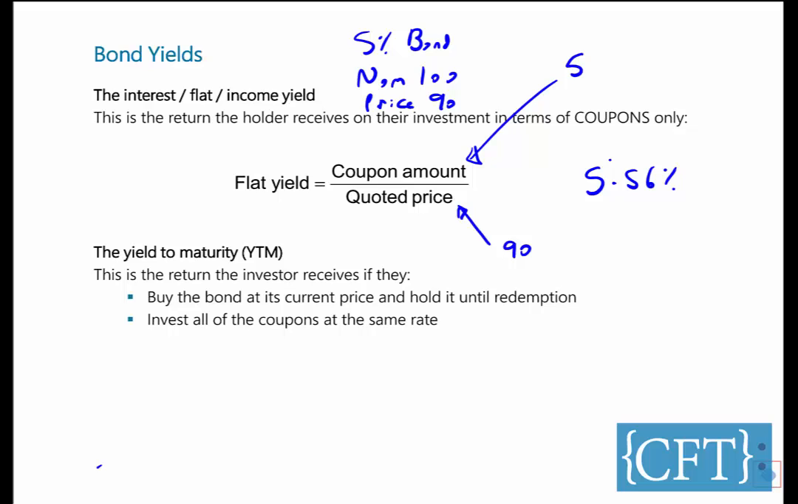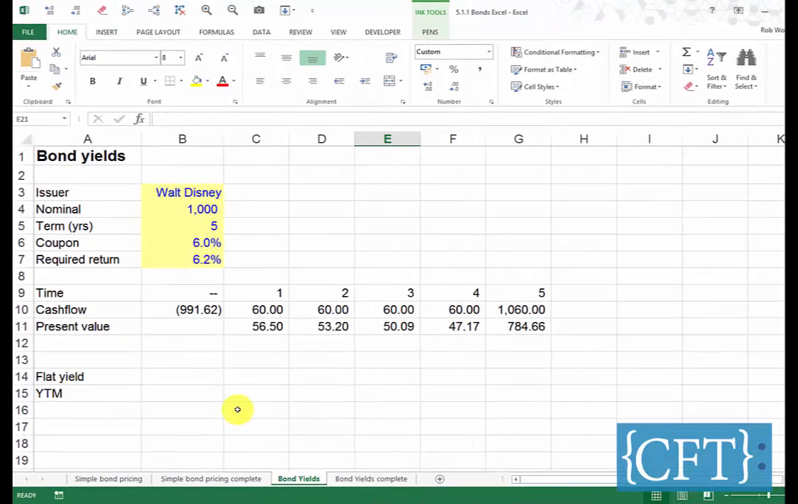Now the important thing about yield to maturity is to realize that it is an average return, and there are some limitations on the yield to maturity, or gross redemption yield as it's also called, which again more detail in the manual. But the best way to understand this is to actually go back to our fictitious Walt Disney bond in Excel. Okay, so here we are back with our Walt Disney bond. Just a reminder, we had a 5-year bond with a nominal value of 1,000, and we worked out that a required return of 6.2% would mean I'd be willing to pay slightly less than par for the bond.